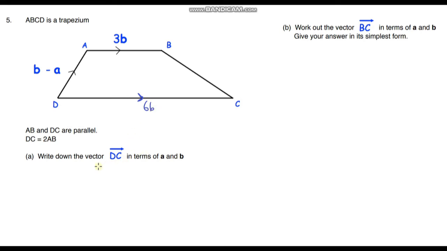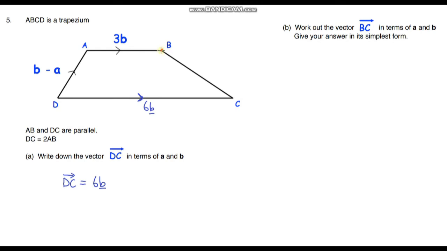So we've actually answered the first question already. It says write down the vector DC in terms of a and b. So let's just write it down anyway. DC is going to be 2 lots of 3b, which is 6b. Right, moving on to part B. Work out the vector BC in terms of a and b. Give your answer in its simplest form.